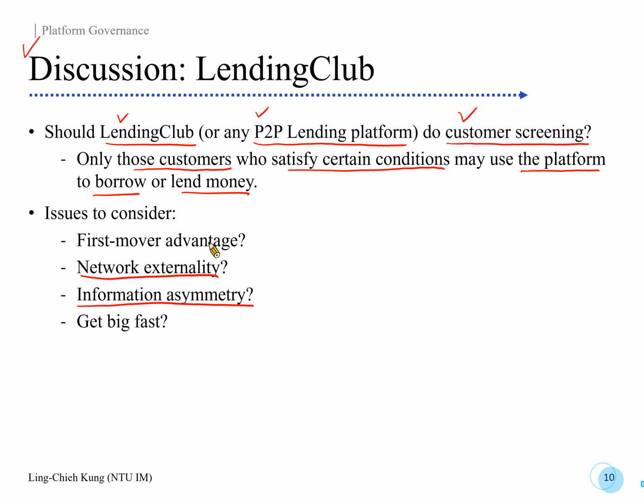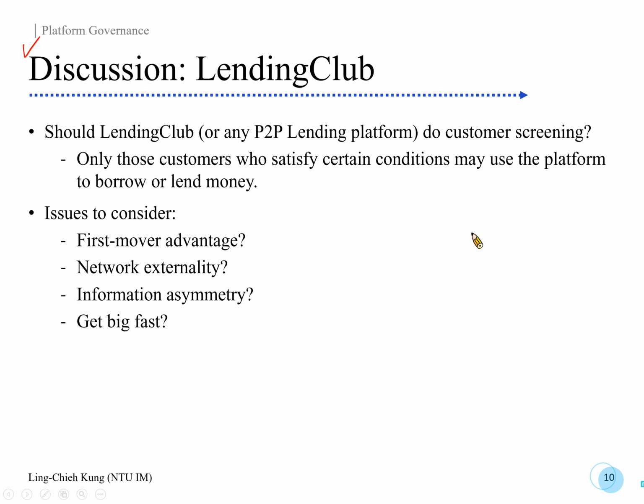Or you may think about, again, network externality. You understand that all these users on your platform are affecting each other, right? So considering all of this, let's just ask you this very simple question. If you run a P2P lending platform, do you want to do any kind of customer screening or not? Okay? Think about this, and we will come back to this when we are in the discussion session.